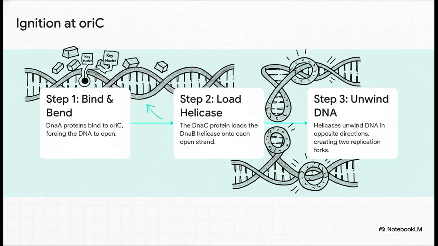So here's how that whole team works together. It's like an ignition sequence. Step 1. The key master proteins, DnaA, bind to their spots at OriC. And when they do, they actually cause the DNA to bend, and that strain physically forces a small section to pop open. Step 2. As soon as it's open, the DnaC escort jumps in and loads one DnaB unzipper onto each of the separated strands. Step 3. And they're off. These 2 helicases just speed away from each other in opposite directions, creating 2 replication forks that are going to travel around the entire chromosome.